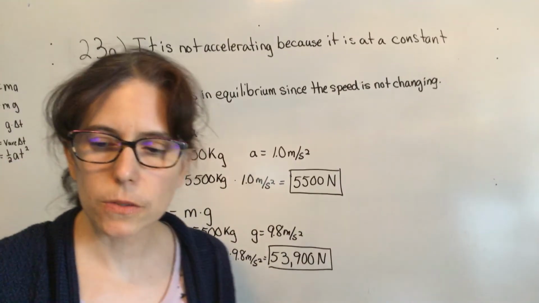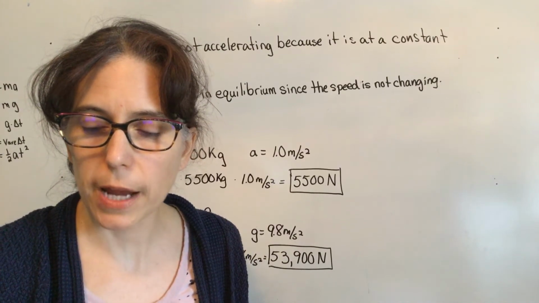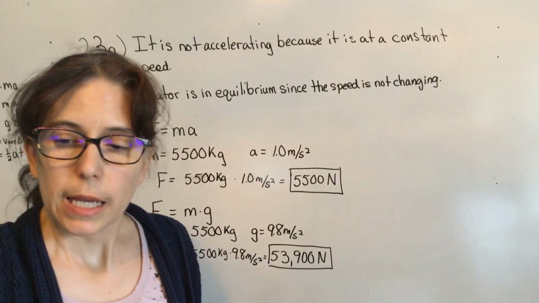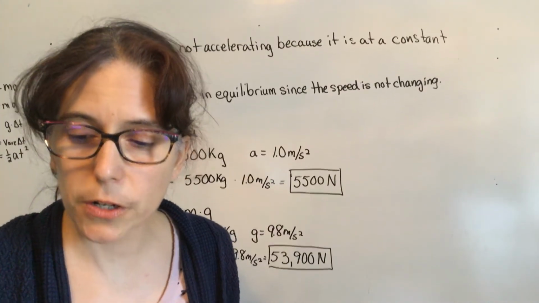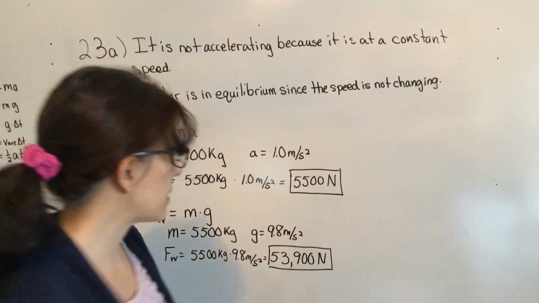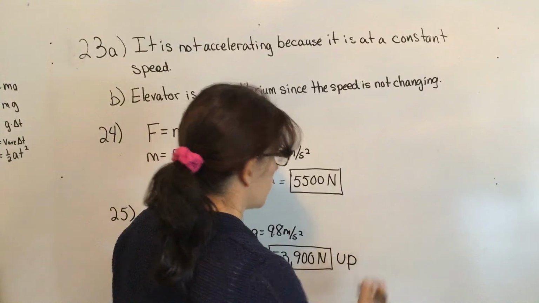Right, last question. It says, in what direction does this force vector act on the elevator? So if the elevator is accelerating up, it's being pulled up, so that means that the direction is up.